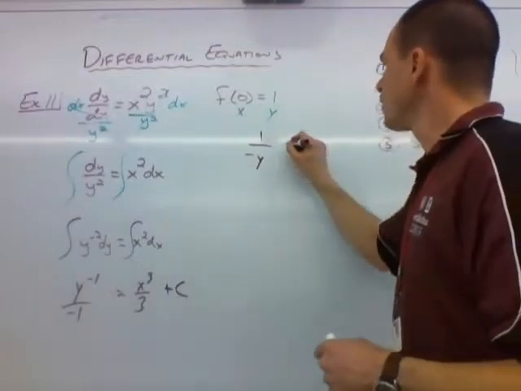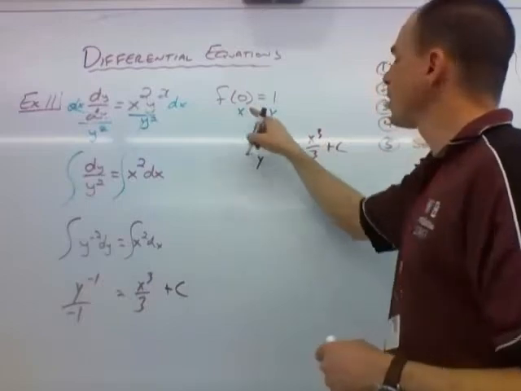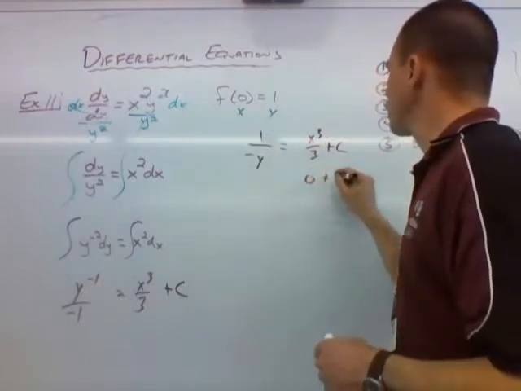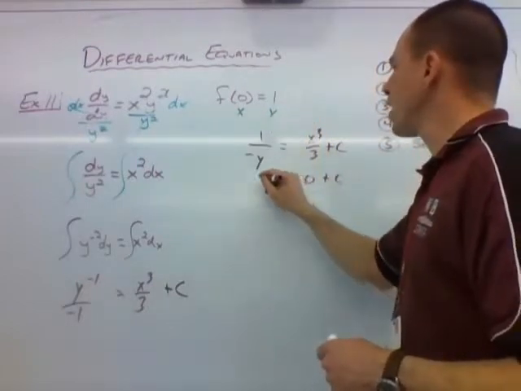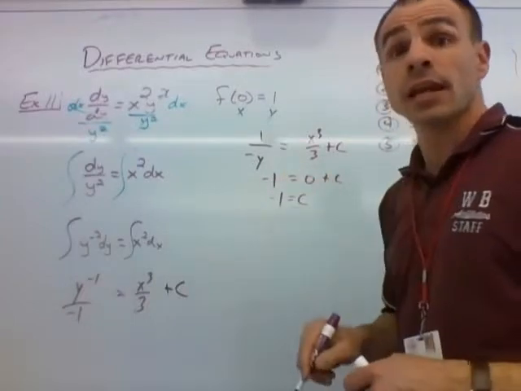Over here on the other side, we still have x cubed over 3 plus c. We're going to plug in 0 for x, so we have 0 plus c. We're going to plug in 1 for y, so that's negative 1. So we can see that c is negative 1.